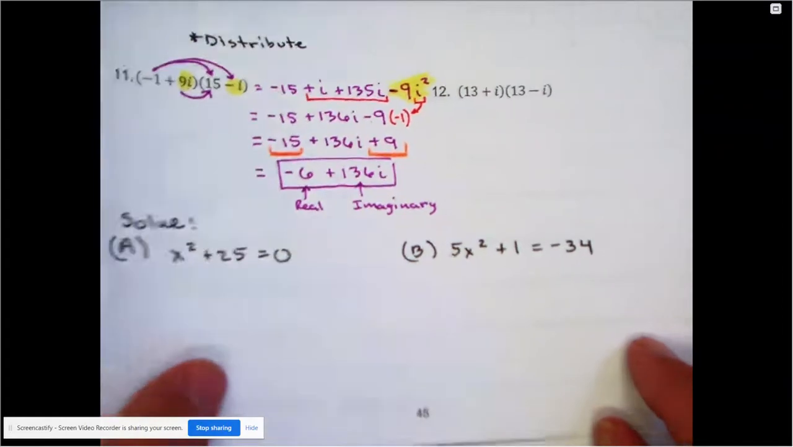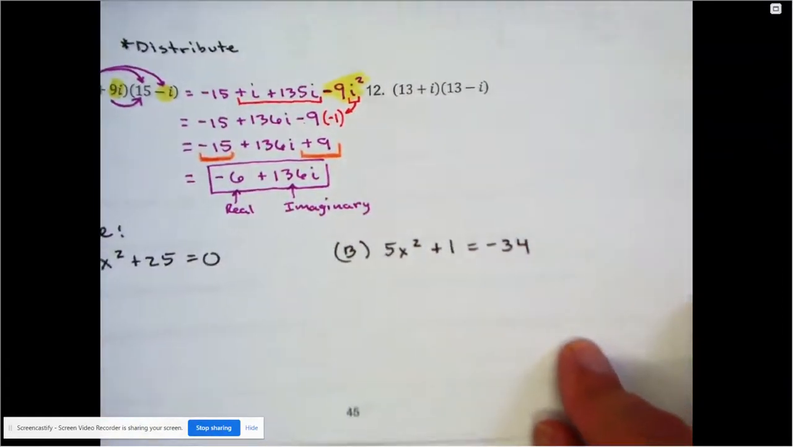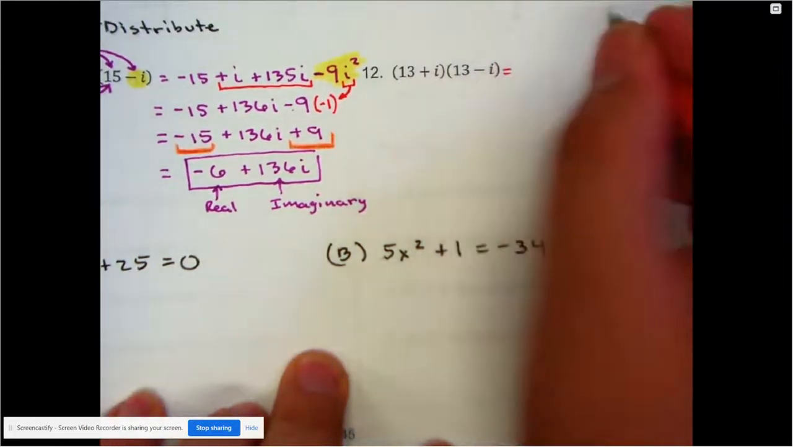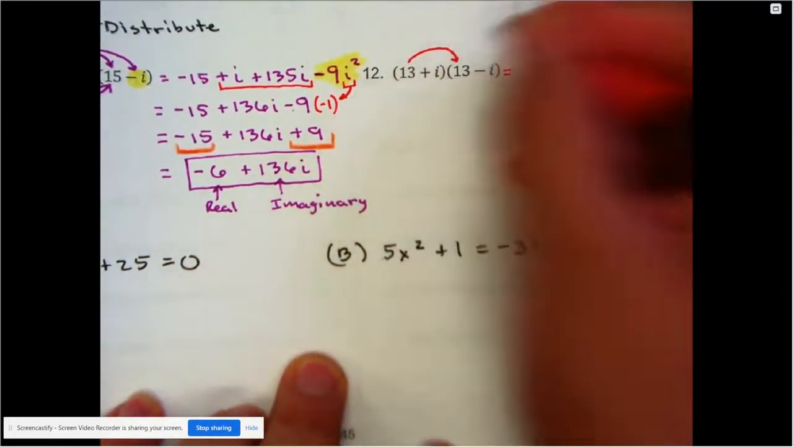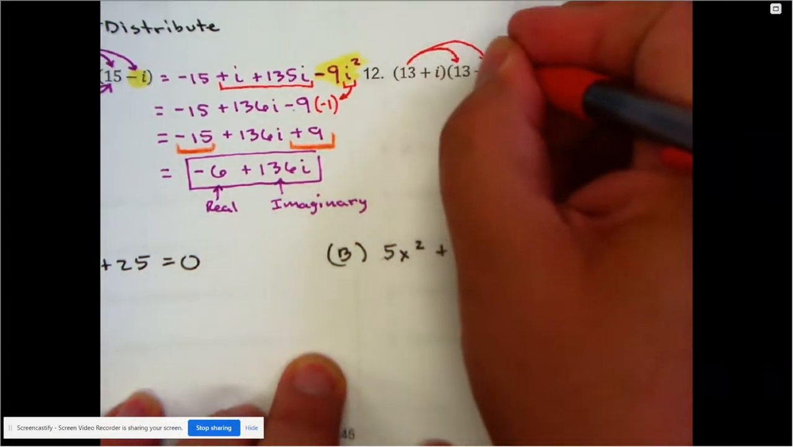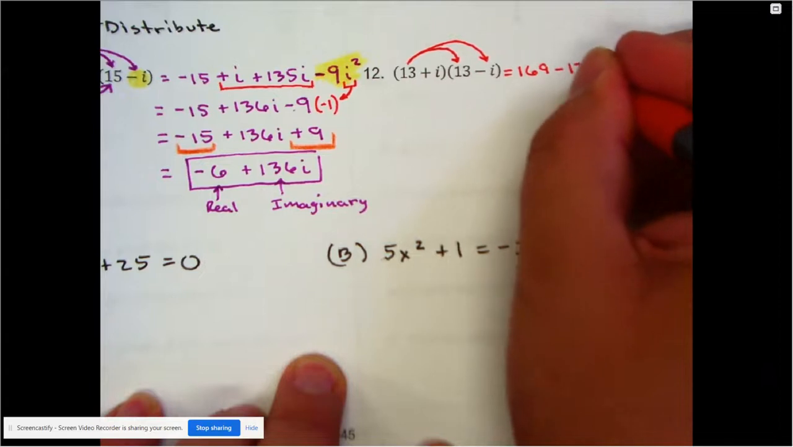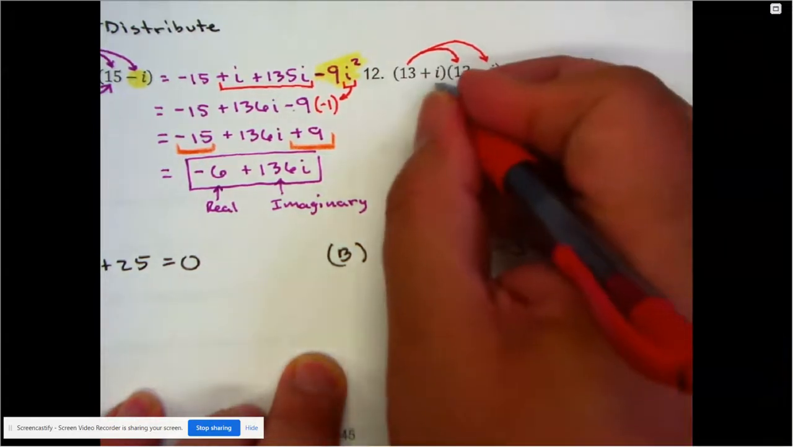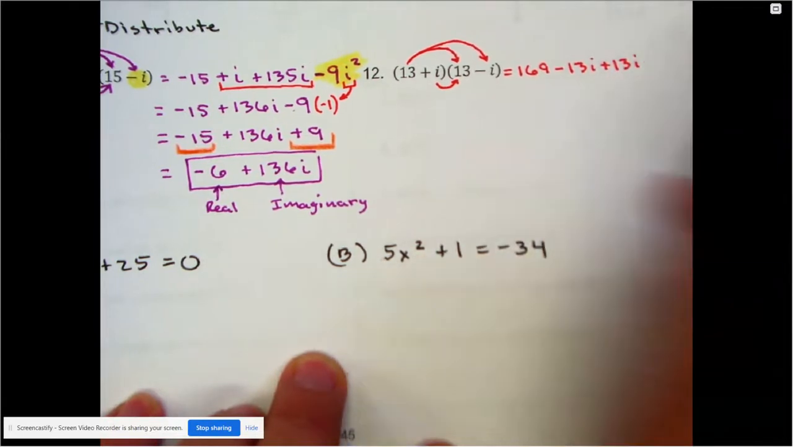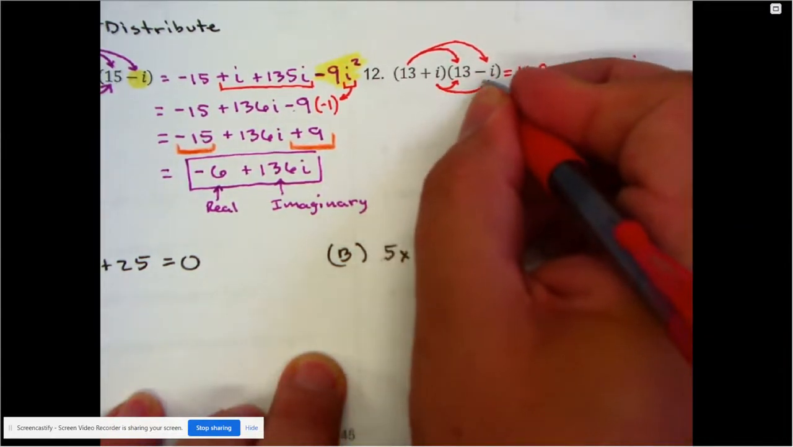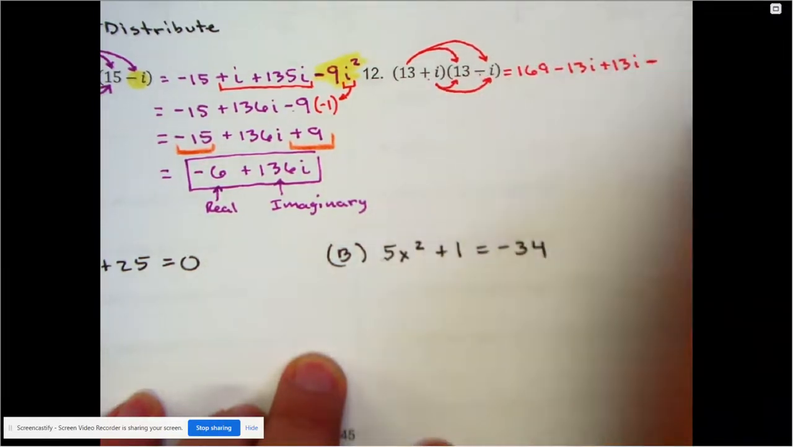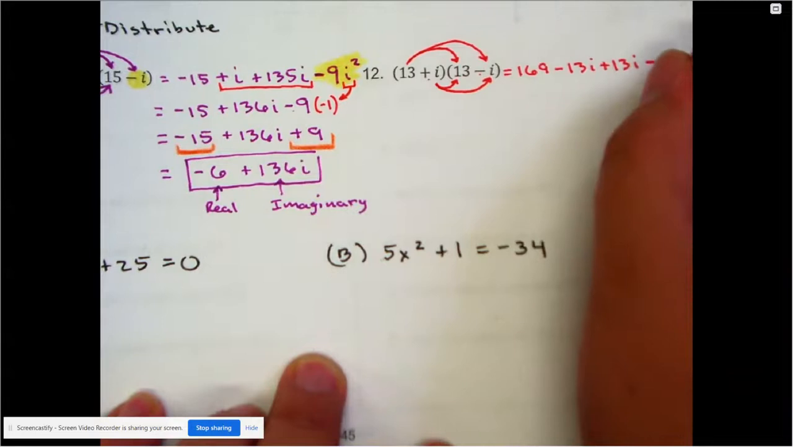So when we look at number 12, I'm just going to slide it over so we can zoom in a little bit more. Here we go again. Look, we're going to multiply the 13 times the 13. Well, that's 169. 13 times negative i, negative 13i. i times 13, well, that's a positive 13i. And finally, here we go again. Watch out for those i's. Negative times a positive, negative. i times i squared.